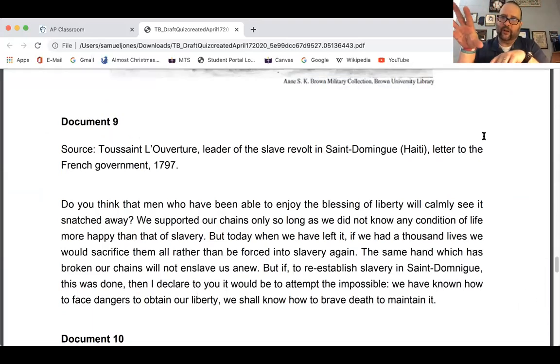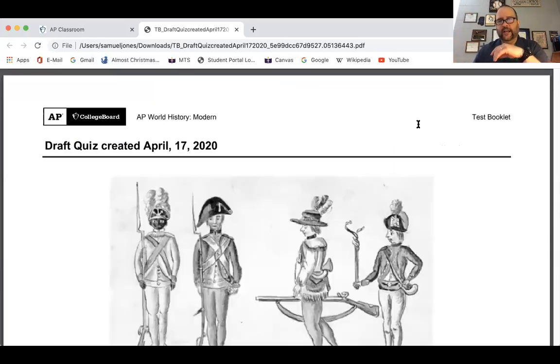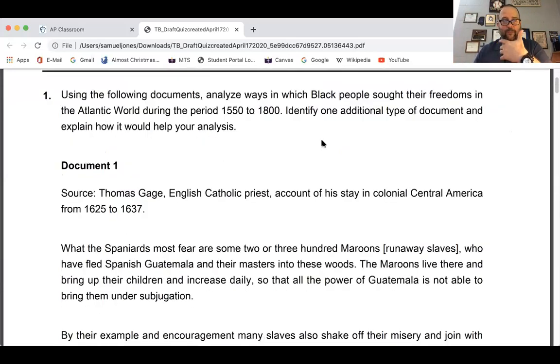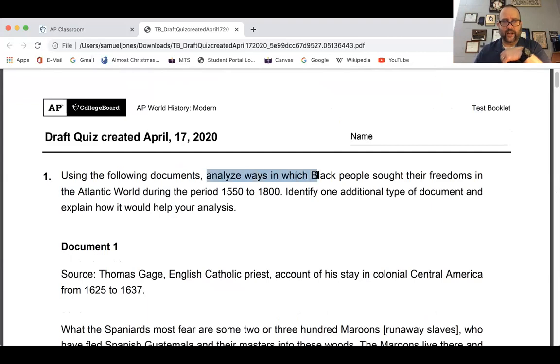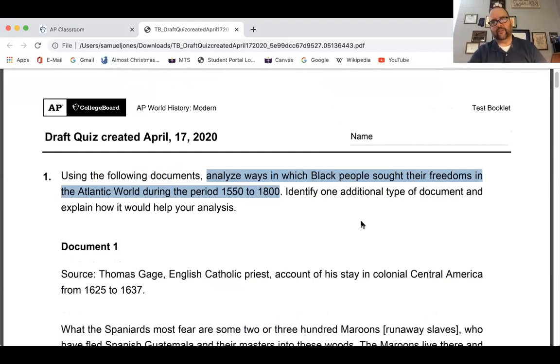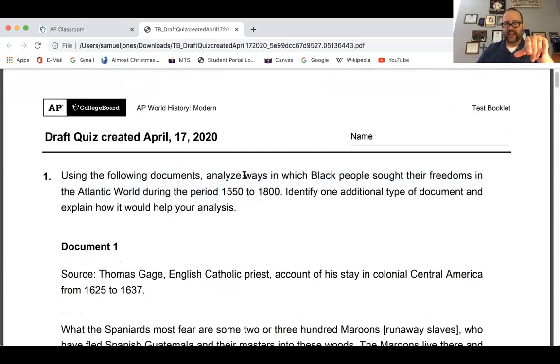There is an economic argument and there is a political argument. But what does that mean? What was the prompt? It says, analyze ways in which Black people sought their freedoms in the Atlantic world during this period. So all you have to do is talk about the economic and the political ways to look at that. So that's how you do a close reading of these documents. You've got to start thinking, let the documents kind of build your argument.